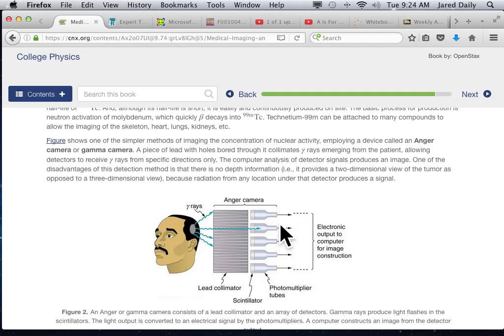And then over here you have these detectors, which are essentially just photomultiplier tubes, but you have a bunch of them at different places so that you can see different detections from different positions, so that you can get somewhat of a focused image. And then they put together the image using a computer.